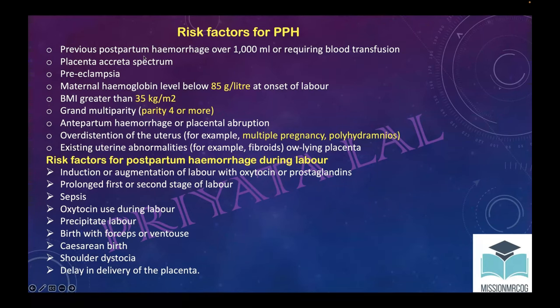If the patient is anemic at the onset of labor, BMI more than 35, parity more than 4, multiple pregnancy, polyhydramnios, or any low-lying placenta or fibroids. Any risk factor that arises during labor: if oxytocin is used during labor, if there is a prolonged first or second stage of labor, sepsis, instrumental birth, cesarean section, shoulder dystocia, or delay in delivery of the placenta. So these are the few risk factors that part two people should know because a direct question can come.